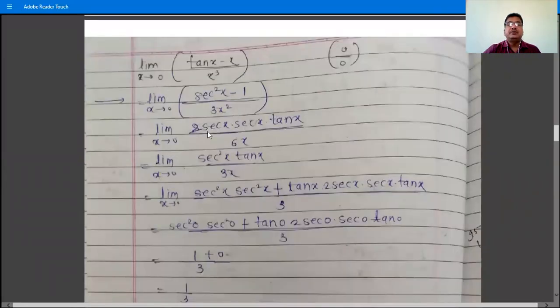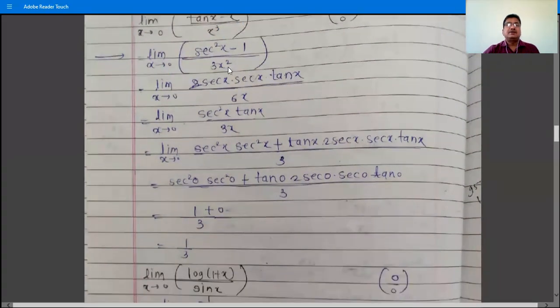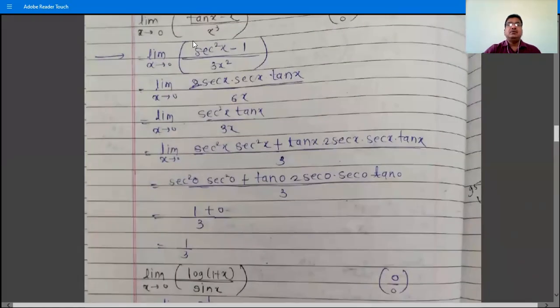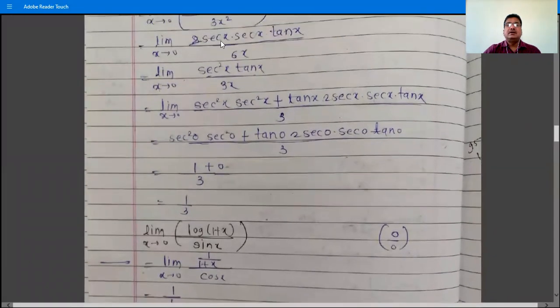Example on L'Hospital rule. Last lecture example: limit of (tan x minus x) divided by x cube, as x tends to 0. So if we have 0 by 0 form, differentiate. The derivative of sec square x is 2 sec x into tan x. The derivative of sec x is sec x into tan x. The derivative of minus 1 is 0. Then the derivative of 3x square is 6x. Then this becomes sec square x tan x, 2 by 6 means 3.